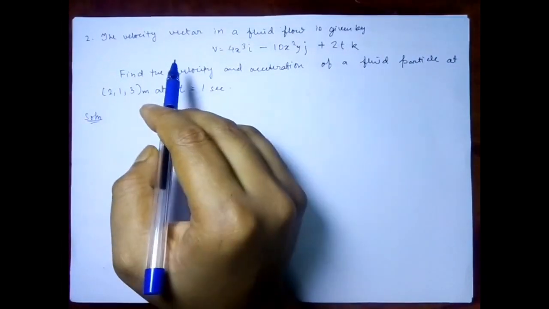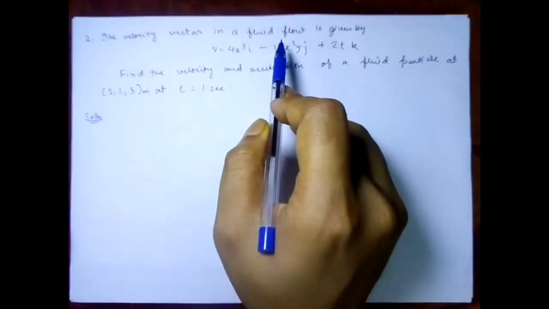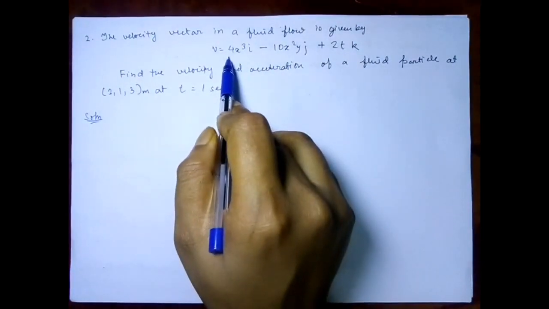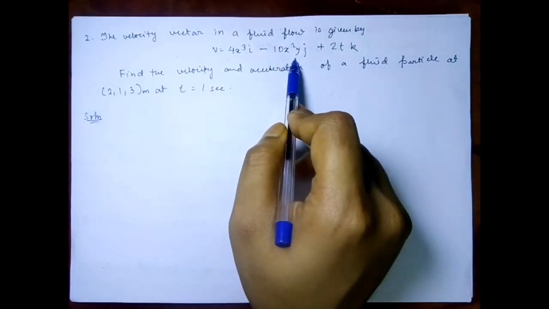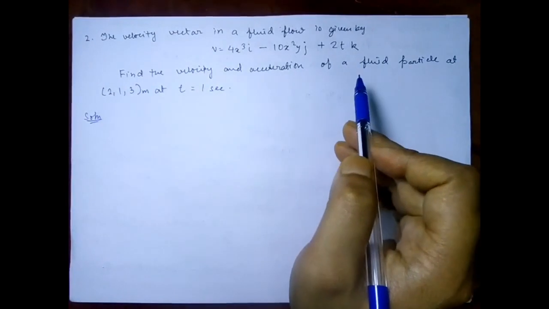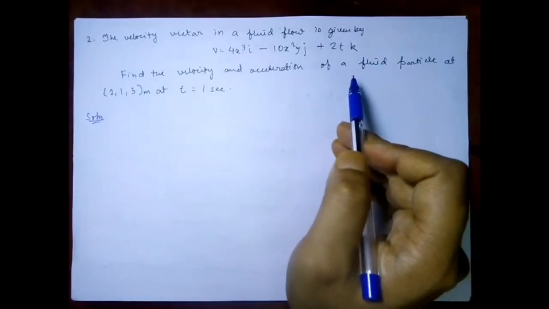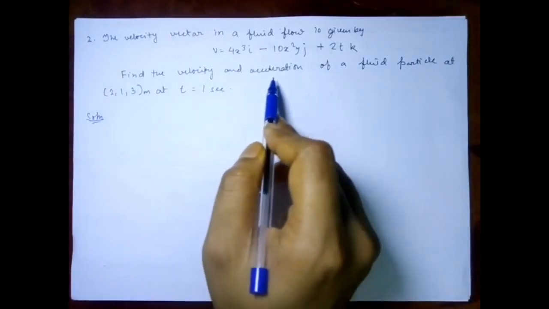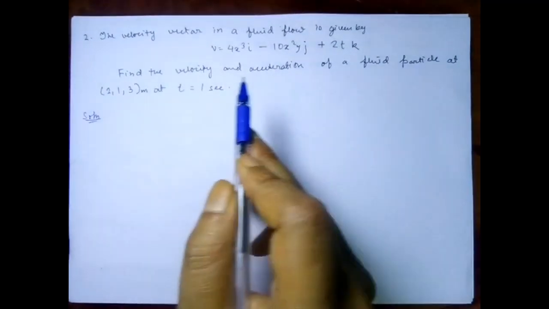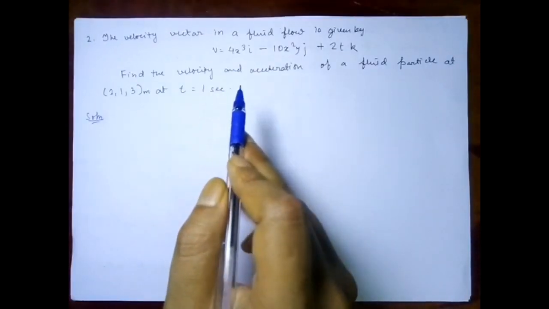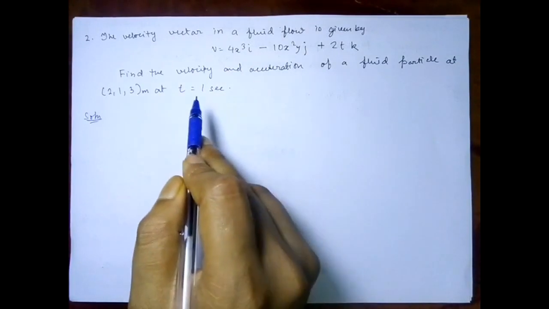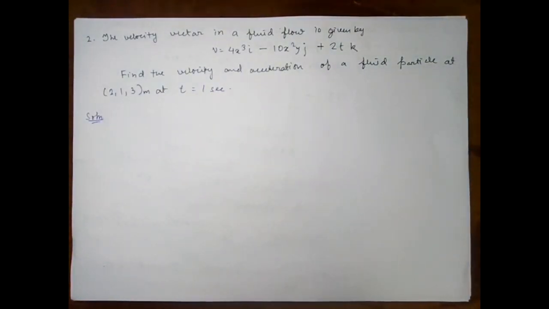So the question given is, the velocity vector in a fluid flow is given by V is equal to 4x cube y minus 10x square y plus 2t k, and we are asked to find the velocity and acceleration of a fluid particle at (2, 1, 3) at time t is equal to 1 second.